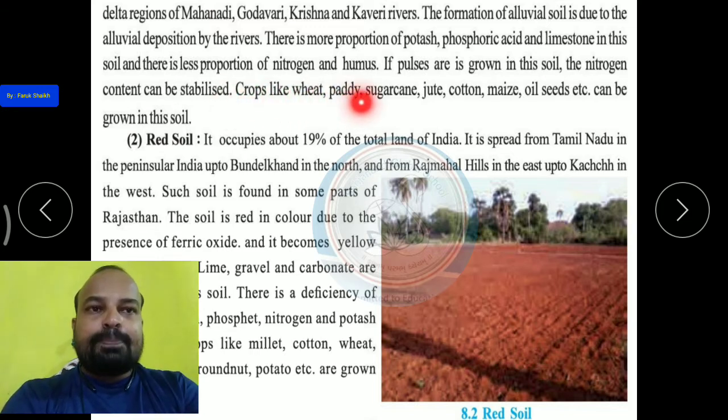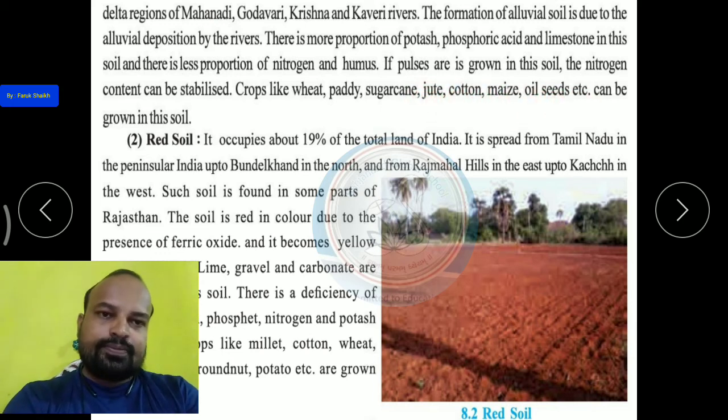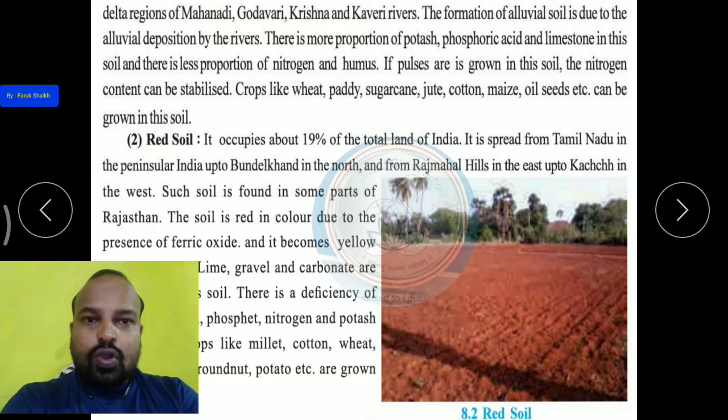Crops like wheat, paddy, sugarcane, jute, cotton, maize, oilseed, etc. can be grown in this soil. So in the alluvial soil, different types of crops can be grown, like paddy, sugarcane, jute, cotton, maize, etc.